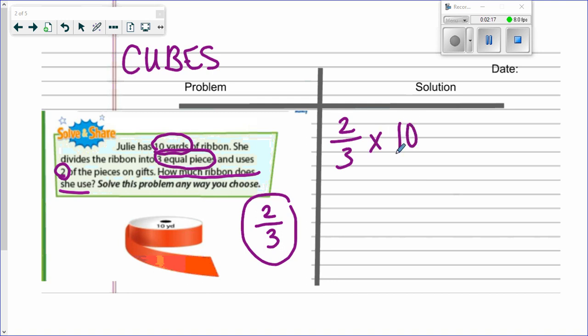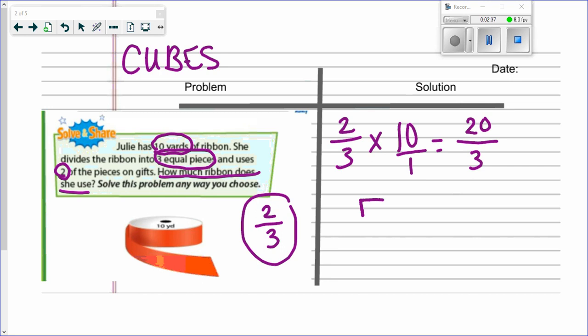And when I do that, I like to put a 1 underneath my whole number because I know I'm going to multiply numerators and multiply denominators. So 2 times 10 will be 20. 3 times 1 is 3. I have an improper fraction that I want to convert into a mixed number for my answer.